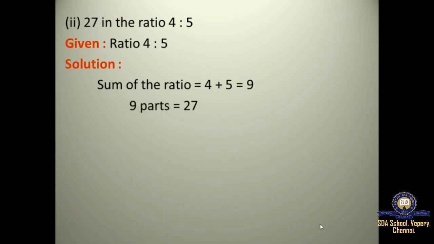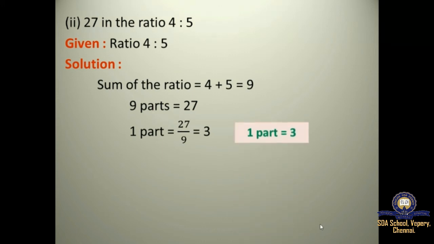Now 9 parts is equal to 27. In order to find one part, you will be dividing the value 27 by 9. So when you divide 27 by 9, the answer is 3. Therefore, one part is equal to 3. Now, what is the ratio given in the question? It is 4 is to 5, right?